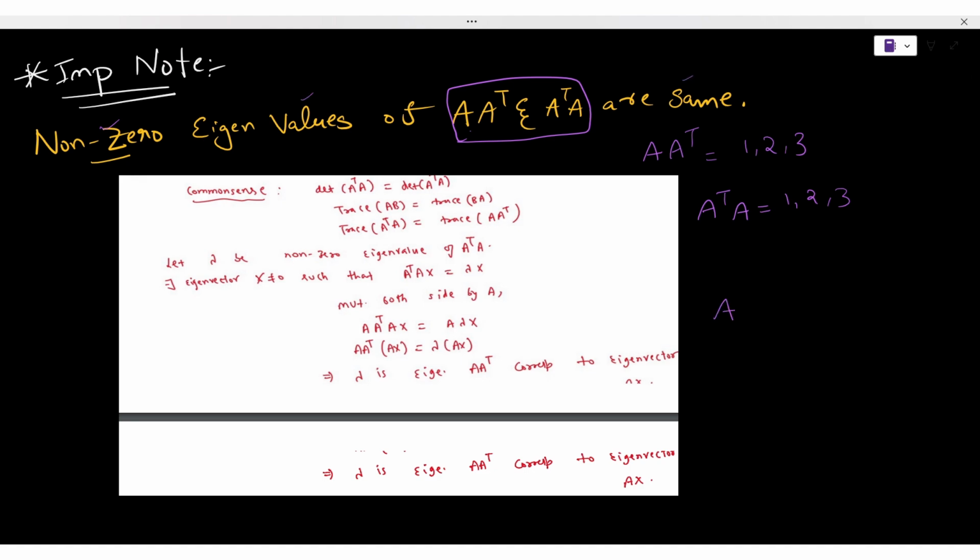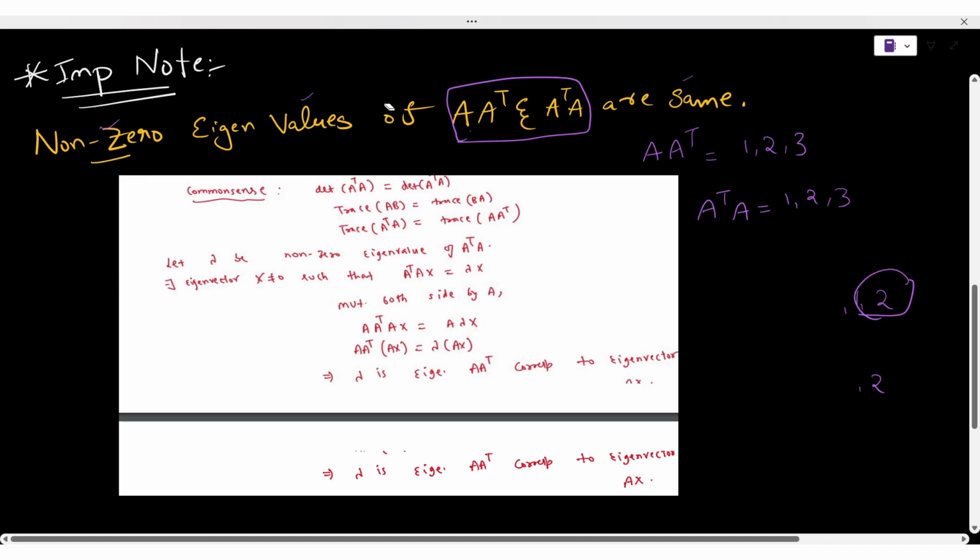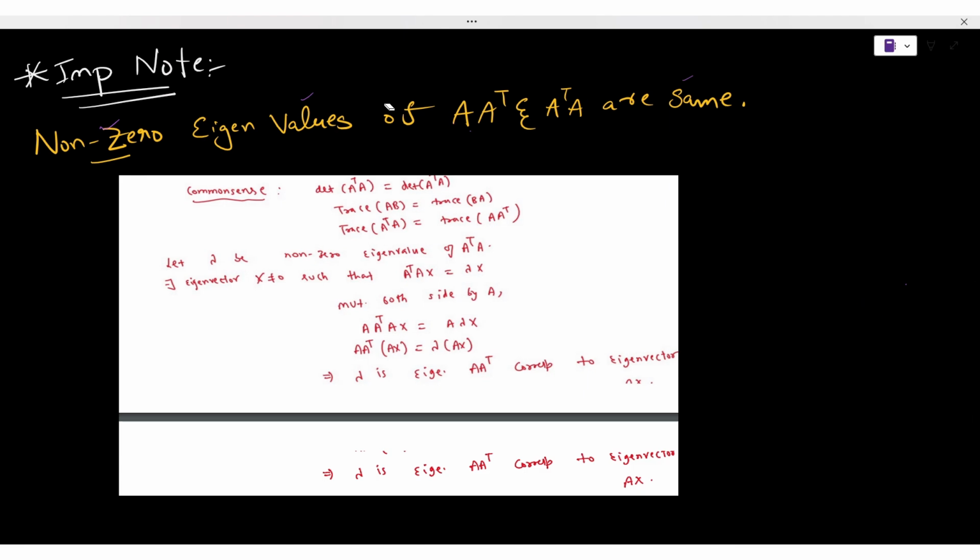For example, if A into A transpose eigenvalues are 0, 1, 2, then A transpose into A eigenvalues are compulsorily 1, 2, but 0 may or may not be an eigenvalue of A transpose into A. We cannot say directly without seeing the matrix. So non-zero eigenvalues of A into A transpose and A transpose into A are always the same. This important property we have to remember before calculating the diagonal matrix D. So we will see why this is happening.